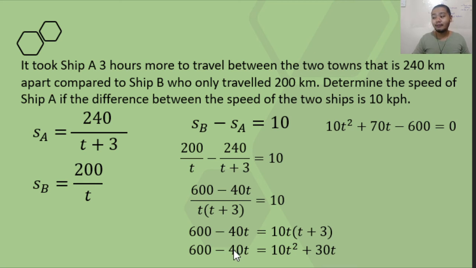So, I'm going to add positive 40t on both sides. Kaya dun lumabas yung 70t. And then, yung negative 600, I'm going to add negative 600 on both sides. Kaya ito yung lumabas. Next, greatest common monomial factor. I'm going to factor out 10 here. So, magiging 10 times t squared plus 70t minus 60 is equal to 0.